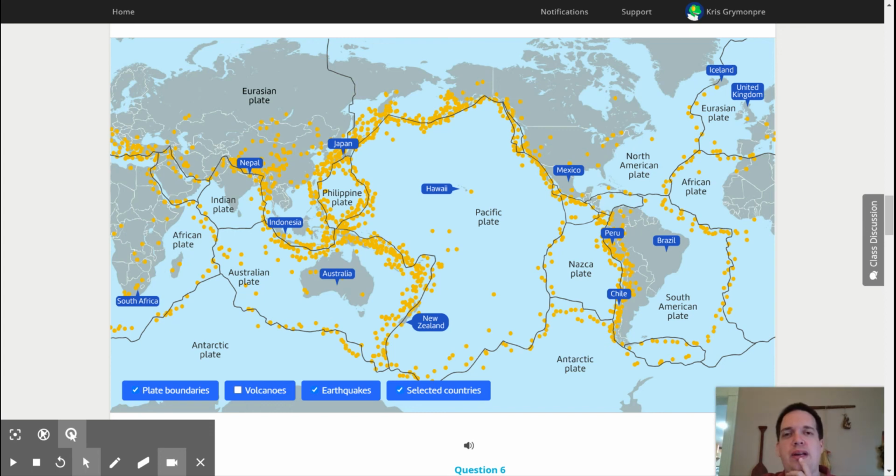Hey, remember how we learned how Africa was starting to split up, and there's a crack in its plate? Look here, there's earthquakes that line up right there. That's going to be a new boundary soon.